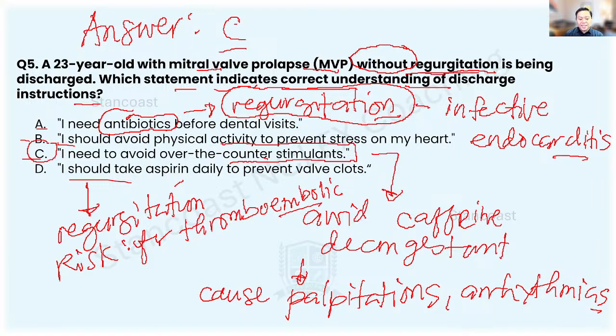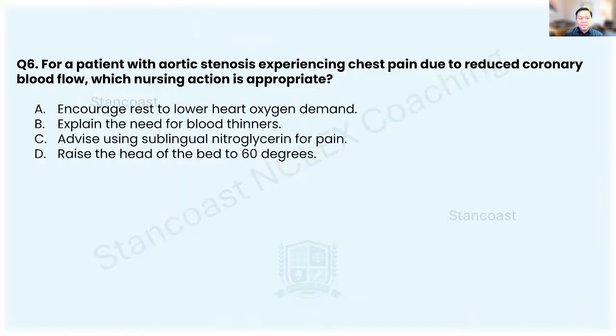All right, let's move on to the next question, guys. Number 6, for a patient with aortic stenosis experiencing chest pain due to reduced coronary blood flow, which nursing action is appropriate? Is it A, encourage rest to lower heart oxygen demand? B, explain the need for blood thinners? C, advise using sublingual nitroglycerin for pain? And D, raise the head of the bed to 60 degrees.